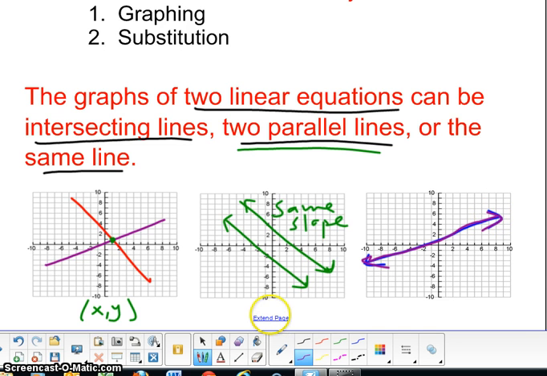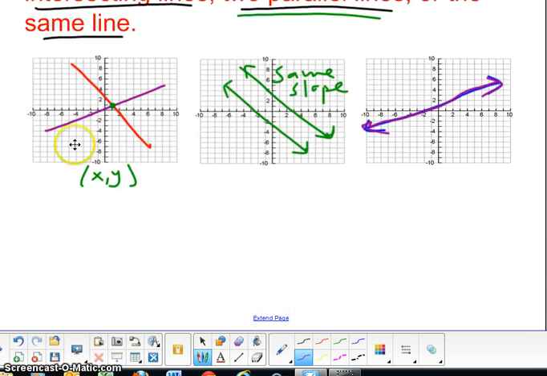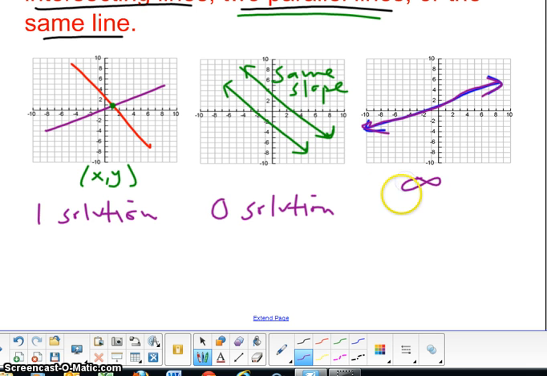Okay, so what that means is if you have just intersecting lines, there is going to be one solution. If you have parallel lines, there's going to be zero solutions or zero intersection points. And then if they are the exact same line, there is going to be an infinite amount of solutions. Okay, so let's go ahead and do some practice problems.